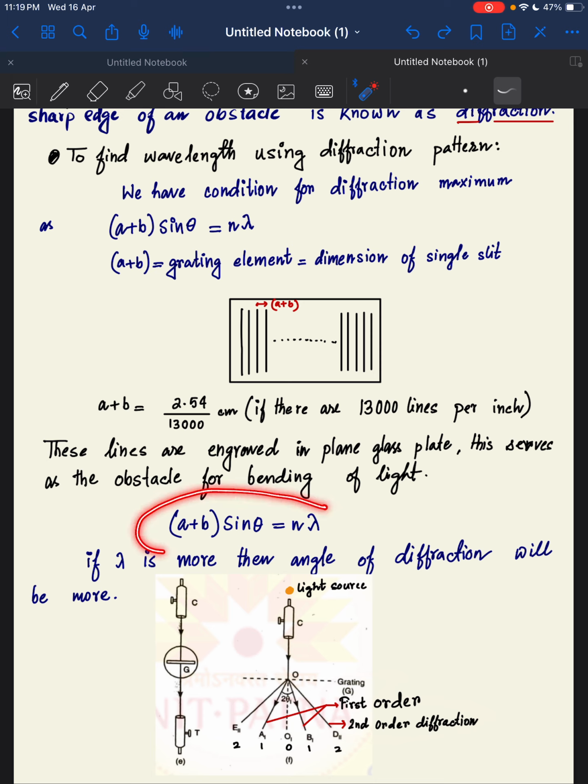You can easily see from the formula, for n equal to 1, (a plus b) sin theta is equal to lambda. So theta will be smaller as n is also smaller here. Depending on the wavelength of the light, your angle of diffraction, that is the angle from the central maxima to the first order, let's just say theta 1, depends on lambda. Higher the lambda, higher will be the bending of light. Let's say this bending is for blue light, then for red light it will be more from the center.